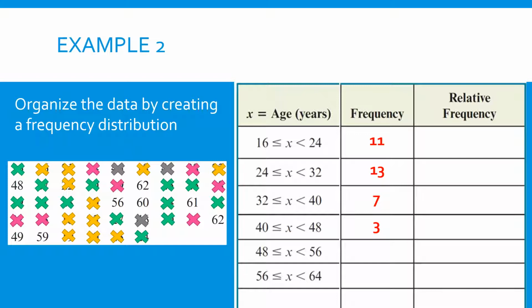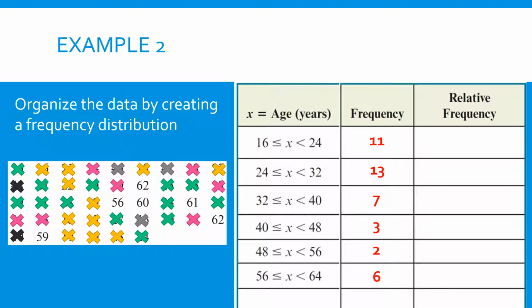Now let's count up the number of people who are 48 to less than 56. So we have 1, 2, and that's it. Only 2 folks in that group. And then our last age group, 56 to less than 64, we have 6 people left over. I didn't mark those out because you can just count those up. 1, 2, 3, 4, 5, 6. So 6 people in that last age group.